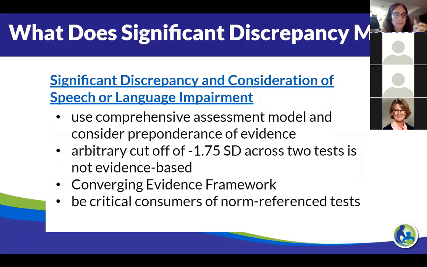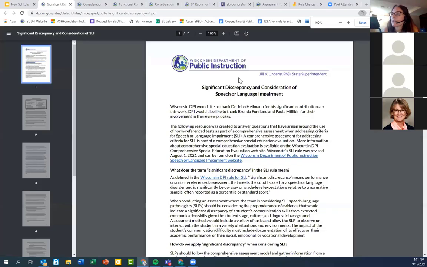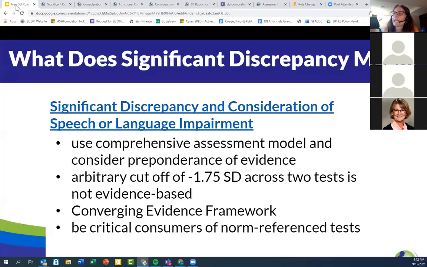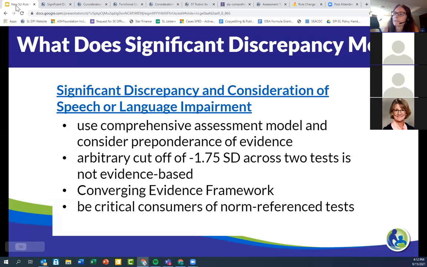We had a work group get together to talk about this. And so there's a document. I've talked about this some already, but it's a question and answer document. And the highlights are, we recommend that you use the comprehensive assessment model and consider the preponderance of evidence, just like we've been saying, that this 1.5 standard deviations across 2 tests is not evidence-based, like I've been saying.